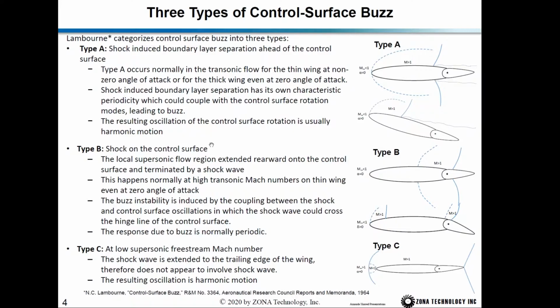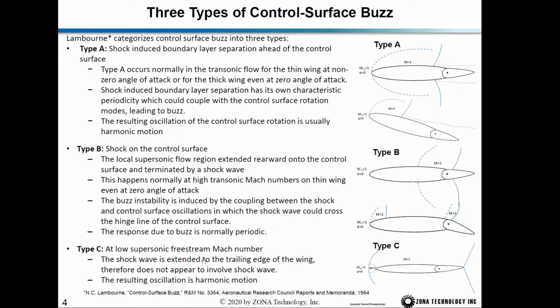Type B buzz is when the shock has already crossed the hinge line located on the control surface. In front of the shock, we have local supersonic flow extending rearward to the control surface and terminated by a shock wave. This happens normally at a high transonic Mach number on a thin wing, even at a zero angle of attack. The buzz instability is induced by the coupling between the shock and the control surface oscillation, in which the shock wave could cross the hinge line of the control surface. The response of type B buzz is normally periodic.